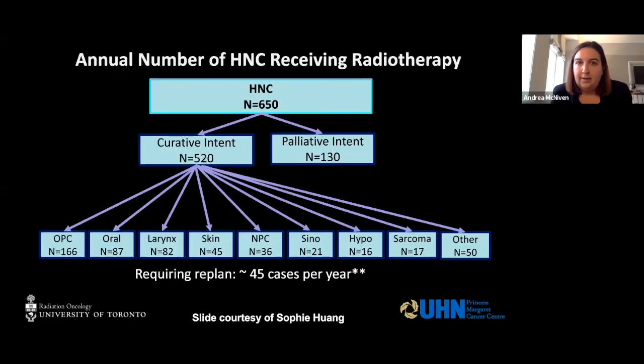To give a bit of context for the number of patients just at Princess Margaret receiving radiotherapy, courtesy of Sophie Wang, we have roughly maybe 650 patients a year. 520 of those would go on to curative intent radiotherapy, others receiving palliative radiotherapy, and you can see there a large number of subsites that may be treated at our facility.